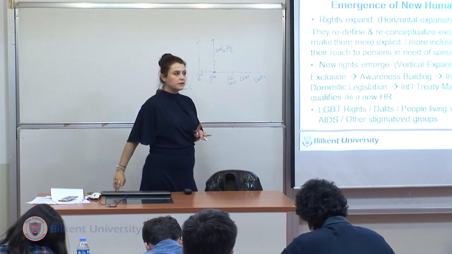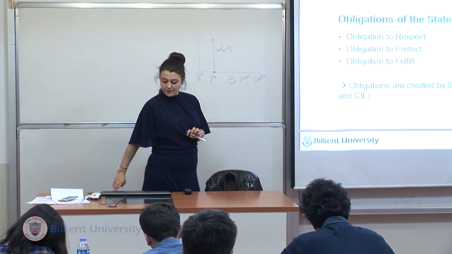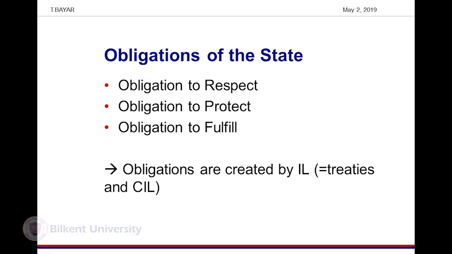Any questions until here? If not, we have said that states are the main protectors of human rights. The question is, what are their obligations, and what if they do not follow their obligations? First of all, their obligations are threefold. They have obligation to respect, obligation to protect, and obligation to fulfill.